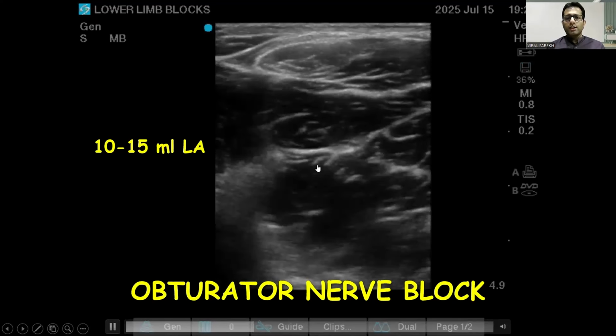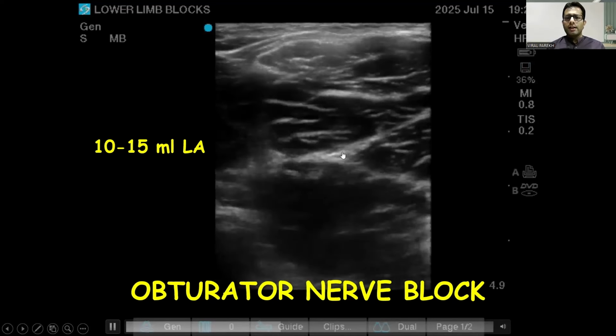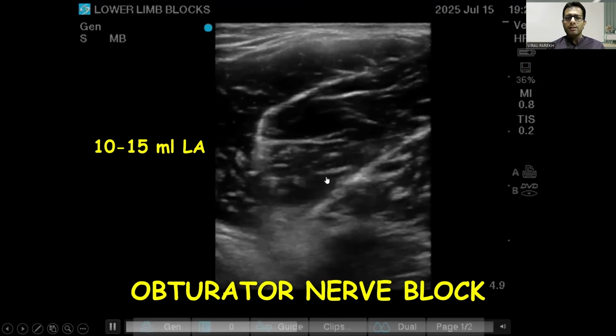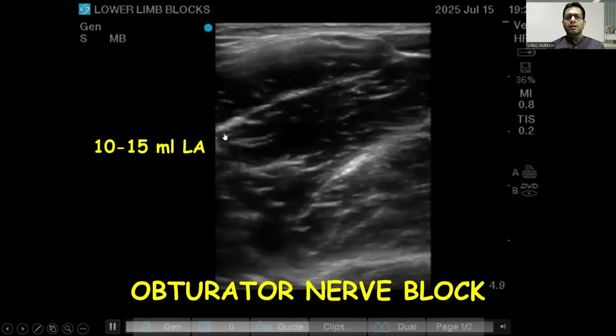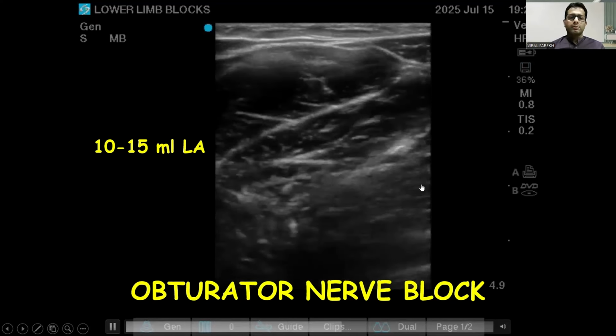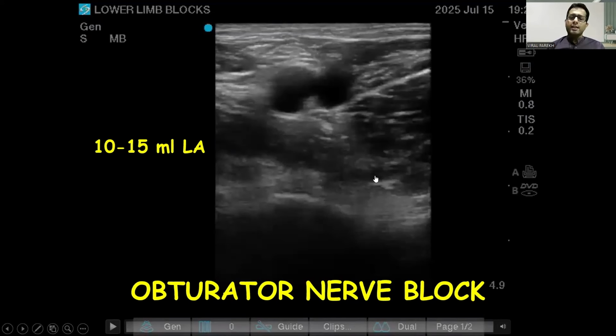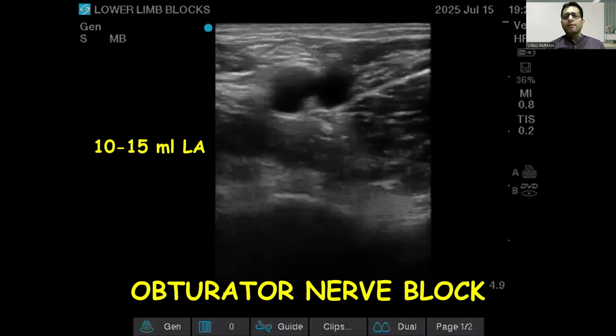As I move more cranial to caudal, it comes out of the foramen and divides into the posterior branch and the anterior branch between the adductor longus, brevis, and the magnus muscle. So around 10 to 15 ml of local anesthetic at each level, for the posterior branch and the anterior branch, is desirable. It is recommended to give the posterior branch first so that it is deeper, and then you can come out and give the drug between the adductor longus and the adductor magnus.